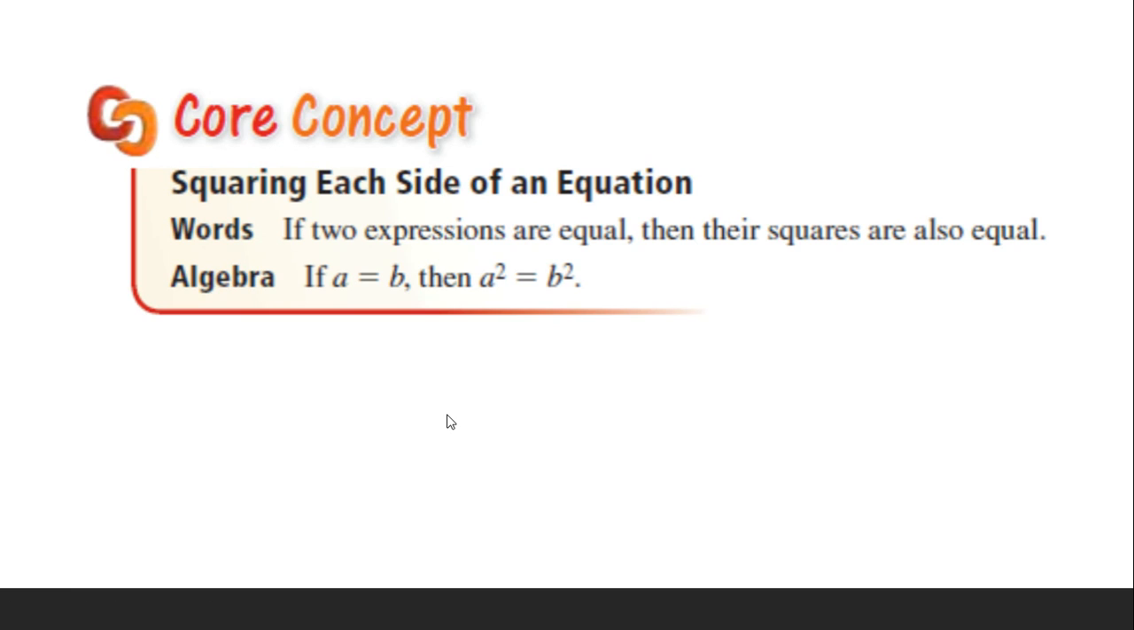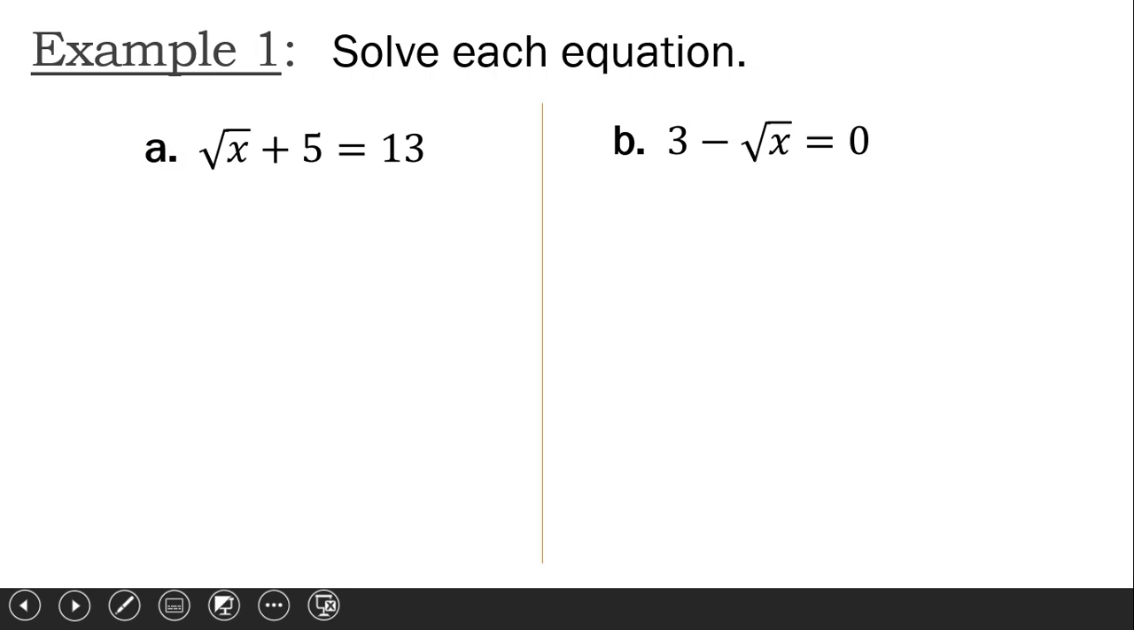So in order to solve an equation that has a radical in it, you want to solve it by squaring both sides. Okay? If two expressions are equal, then their squares are also going to be equal. So there's our core concept. So let's take a look at these.